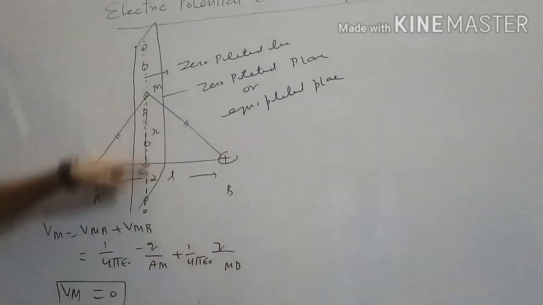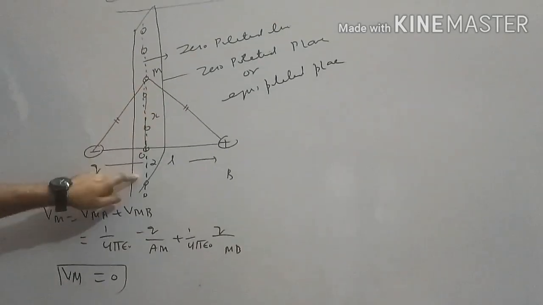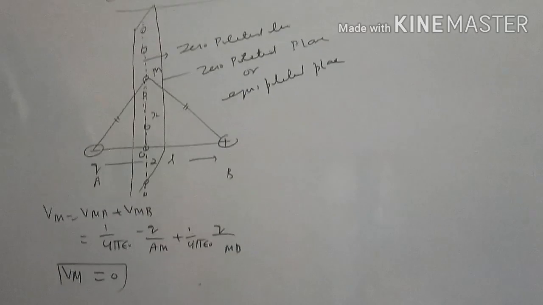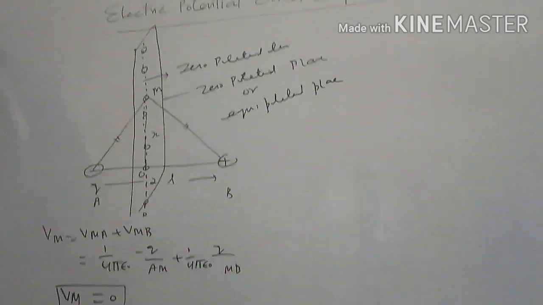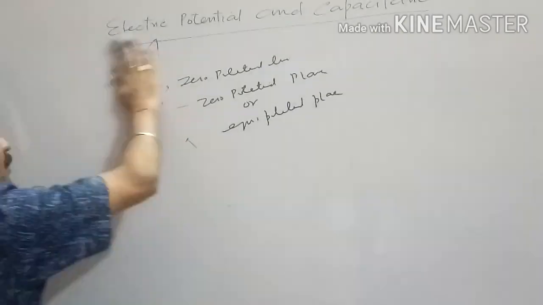So as this is an equipotential plane, when a charge is moved from one place to another, no work will be done to move the charge, because it is the property of an equipotential surface. Now finally, electric potential energy.